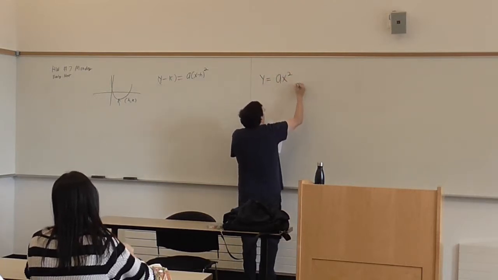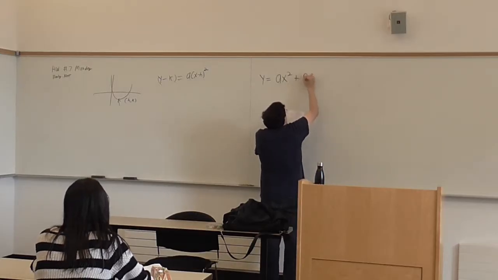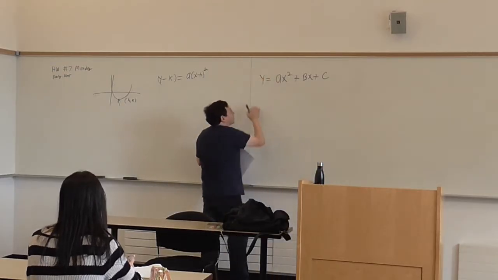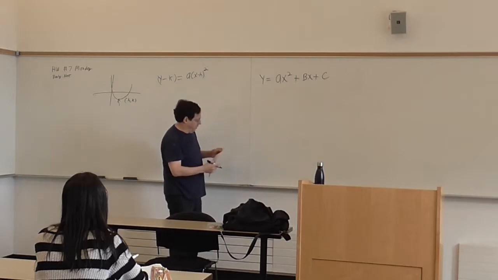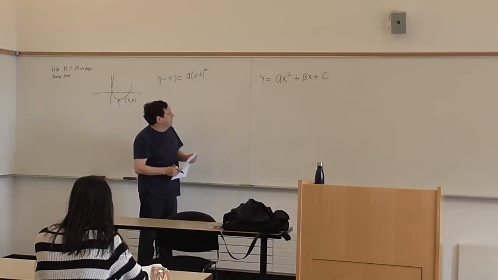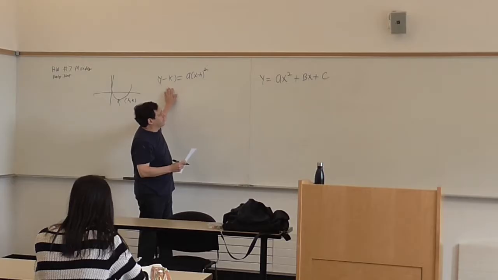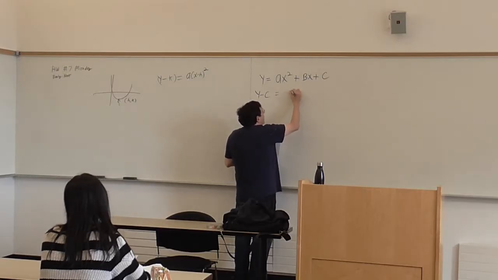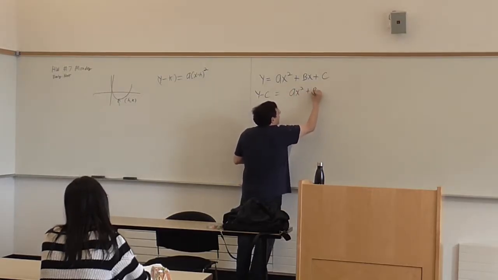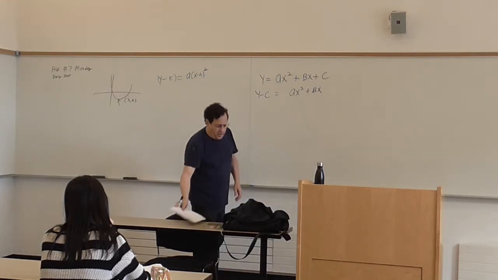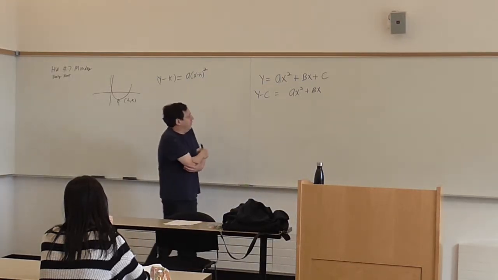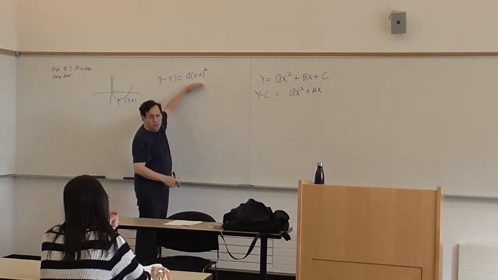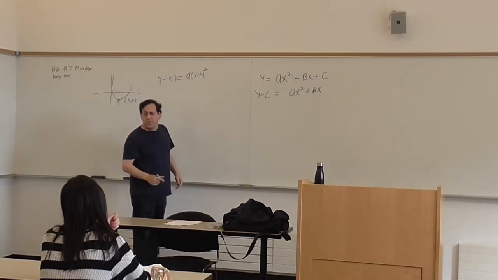Again, I have this equation y equals ax squared plus bx plus c. This is the rule of my function. I'm graphing it, so I'm using y here. And I'm going to start trying to get it to look like this by subtracting c from both sides. So I have ax squared plus bx. And then I want to see if I can put this into this form, for which I'm going to have to complete the square.